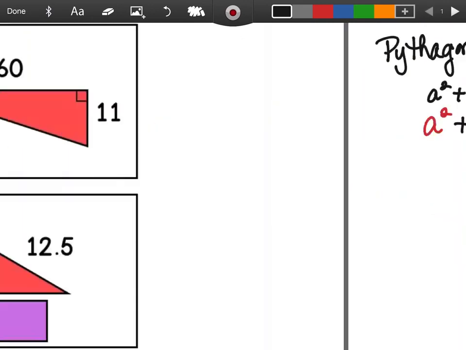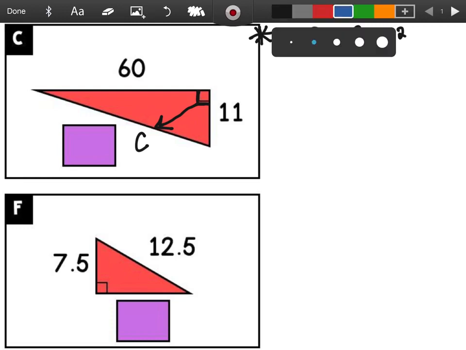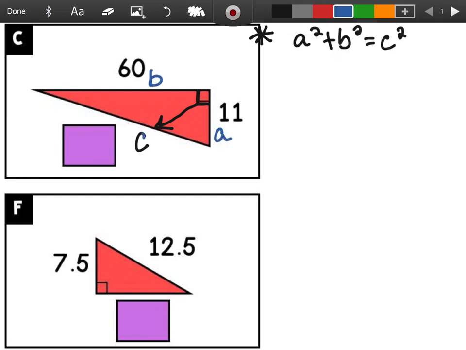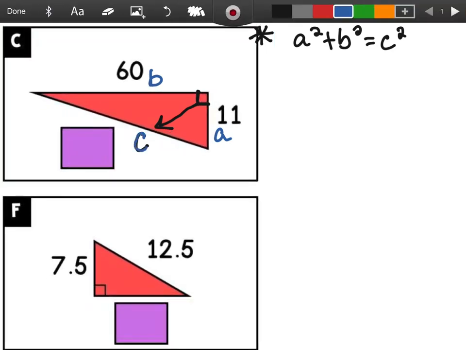So let's actually look at some numbers. I have got these two, and I am going to do this letter C first. I've got A squared plus B squared equals C squared. That's my formula. I can very easily see here's my right angle. I draw the arrow away from it, and I know that is my longest side, so that is C. 11 is smaller than 60, so I'm going to switch colors. 11 is my A, 60 is my B, and this one right here is my C.